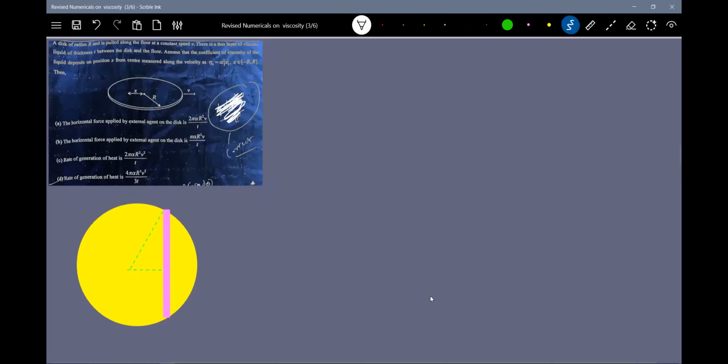Let me define this as theta, and this as y. Some contrast color. Yeah, y. This is x. Let this be theta. This is r. Let this be equal to dx. First, we'll calculate the viscous force acting on that element.